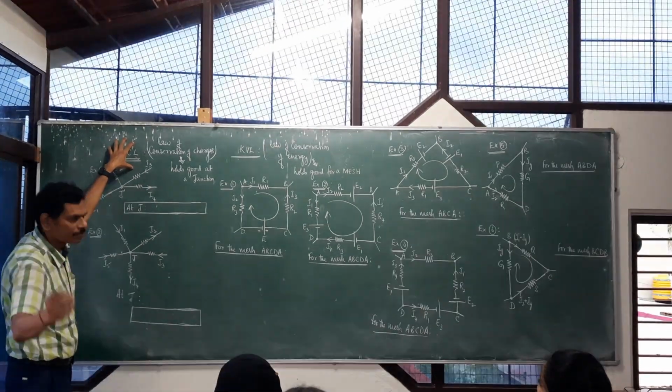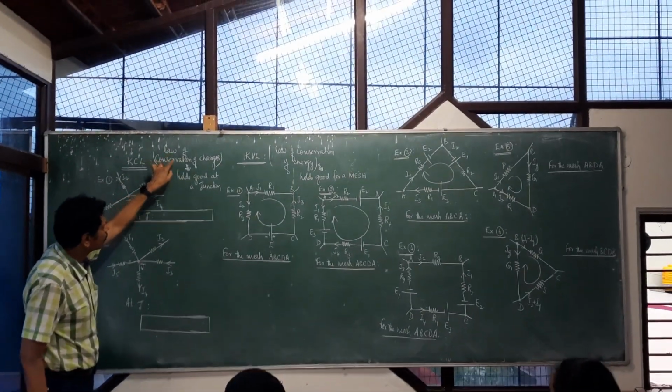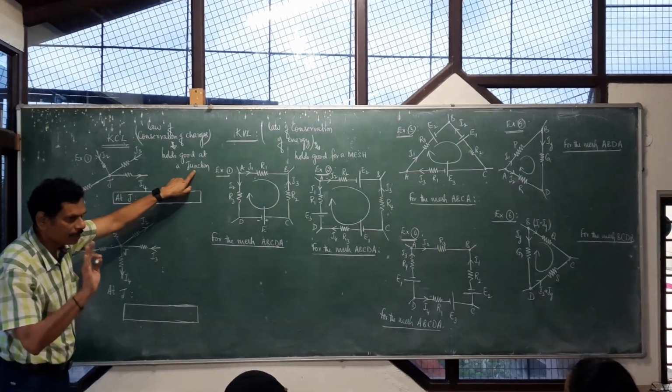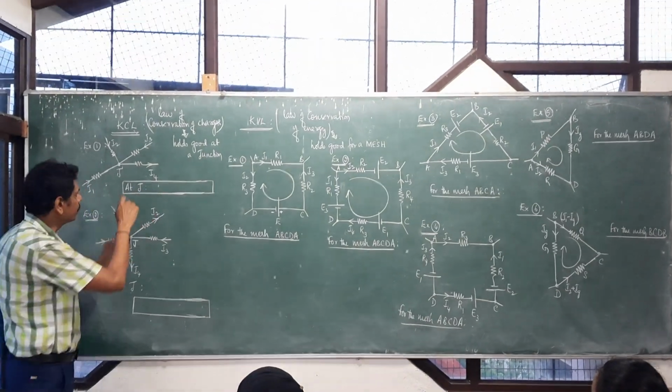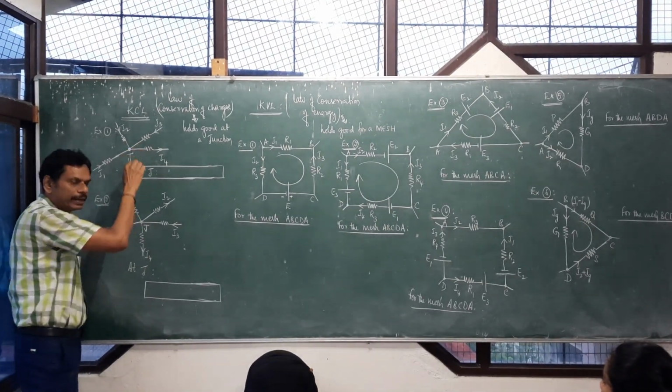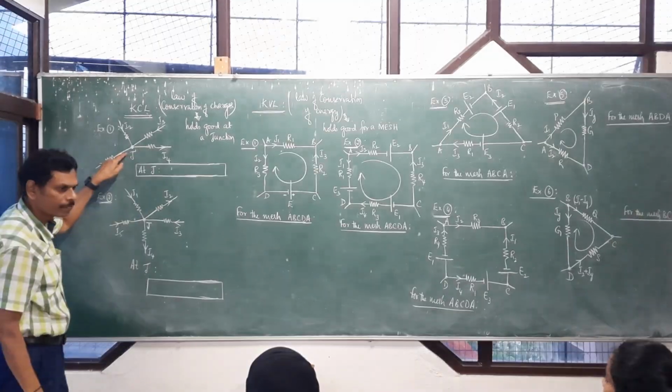This is Kirchhoff's current law, where the law of conservation of charge holds good, and it is applicable only for junctions or nodal points. Junction means two or more conductors joined together. That point of intersection is called a junction.